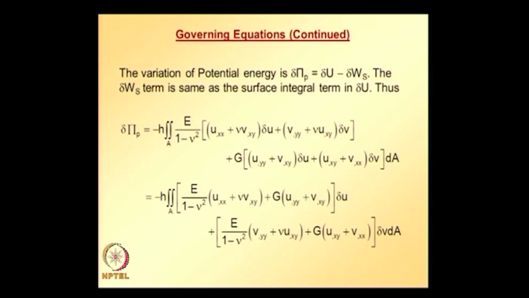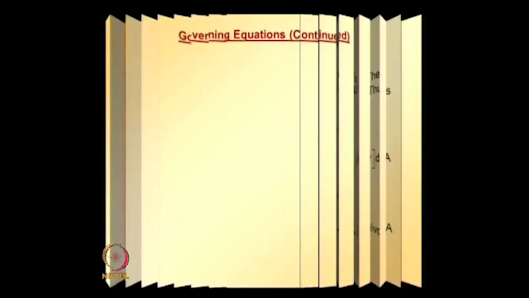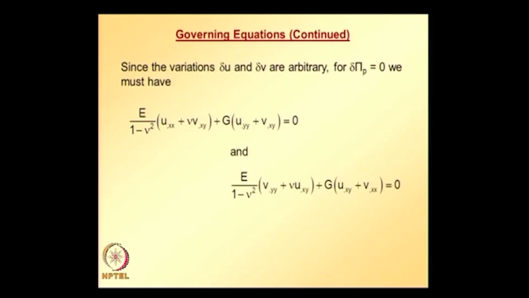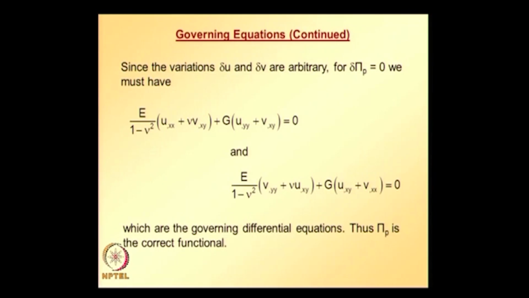Under those conditions only, this variation of Pi is going to be 0, and indeed the integrand of the first term and the integrand of the second term are the governing differential equations. Since the variation of u and the variation of v are arbitrary, and for the variation of Pi to be 0, the only way is by these two conditions, which are indeed the governing differential equations. So, Pi is the correct functional for this particular problem.